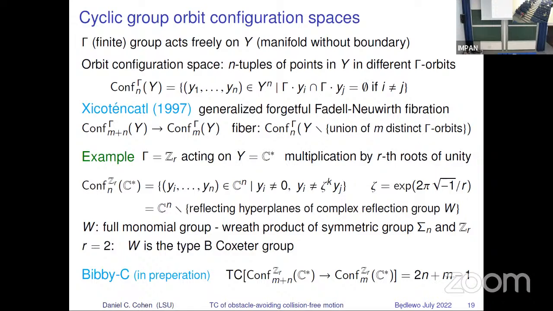Kristen Bibby and I are in the process of studying this kind of thing in the context of hyperplane arrangements. And one of the things that we can prove is that the topological complexity of this Chico-Tencatell generalized Fadell-Neuwirth fibration, in this cyclic group acting on C star context, is the number you see: twice the number of robots minus 1 plus the number of obstacles. Okay, I think I will stop there. Thank you for listening.